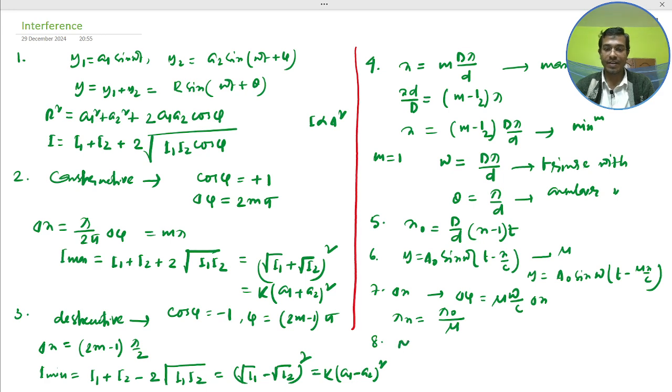Last one, the Malus law for polarization: I equal to I naught cos square theta, where I naught is the intensity when the E vector is parallel to the transmission axis.